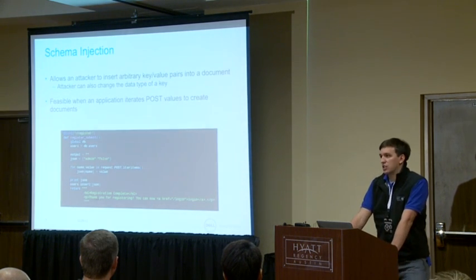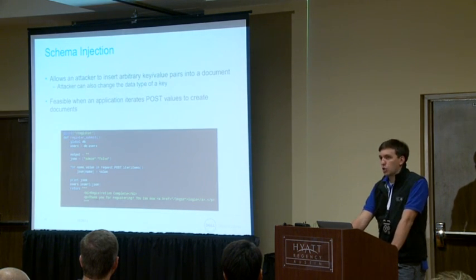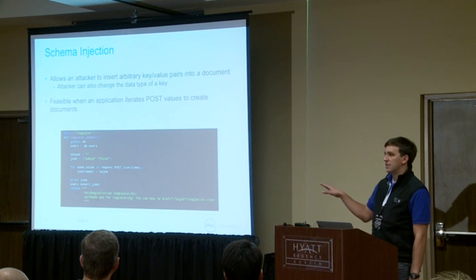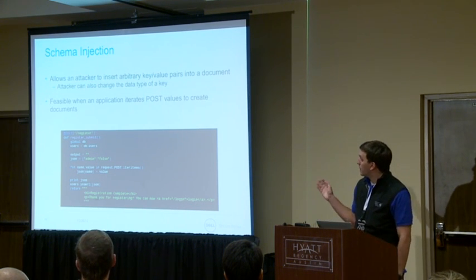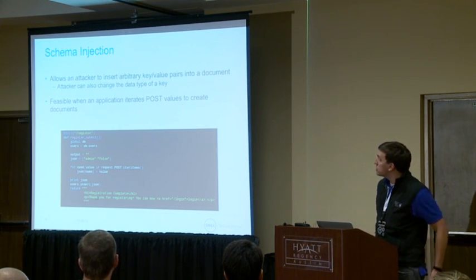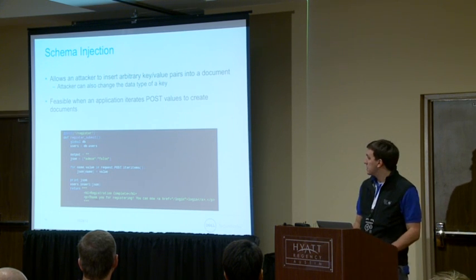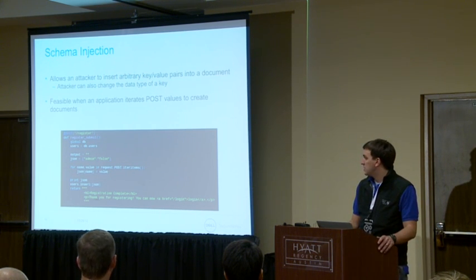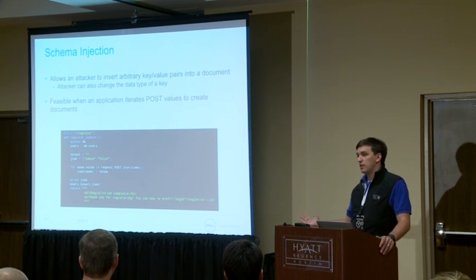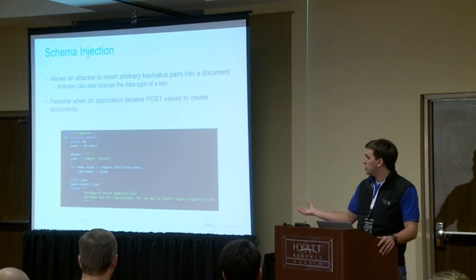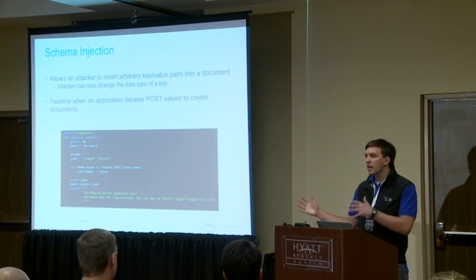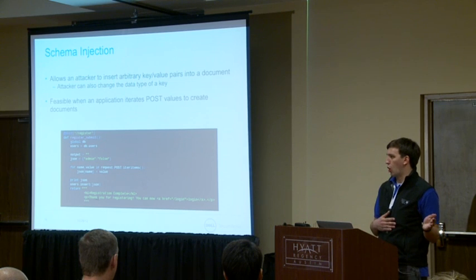So schema injection allows us to insert arbitrary key-value pairs directly into our database. And we primarily see this when we're doing something dumb like simply iterating over all the post values to create our documents. Now, this is a very convenient thing to do if you're using a framework that allows you to just iterate over any post items. If you're just building your document straight off that, it's very, very easy for an attacker to insert arbitrary data.